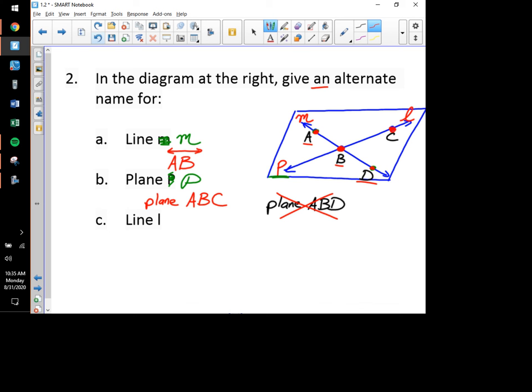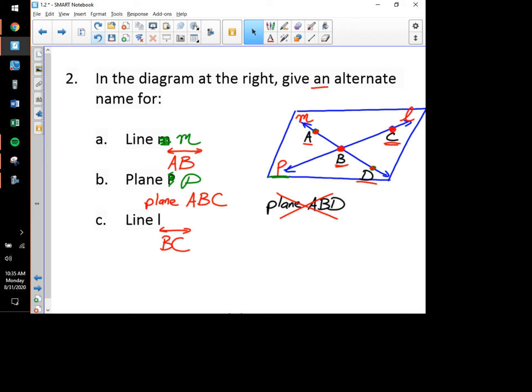And the last one here, guys, they asked us to rename line L. Well, just like before, we would rename that line using 2 points that are located on that line, and we don't have a whole lot of options right there. It looks like on line L, B and C are the only points we could use there. So we could call that one line BC or line CB, and there we go.